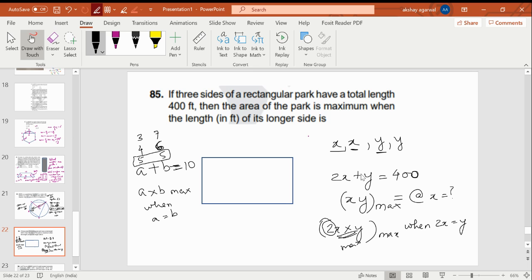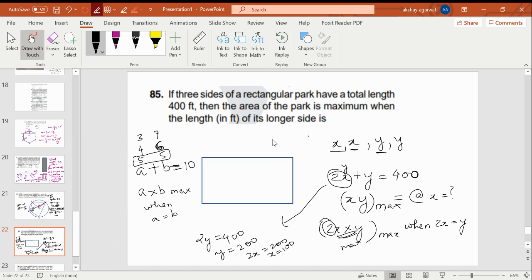So I wanted the longer of the two sides. You'll realize if 2x is equal to y, you can put a y instead of 2x. Y plus y, 2y will be equal to 400, and you'll say y is equal to 200. If y is 200, 2x is also equal to 200. x would be equal to 100.